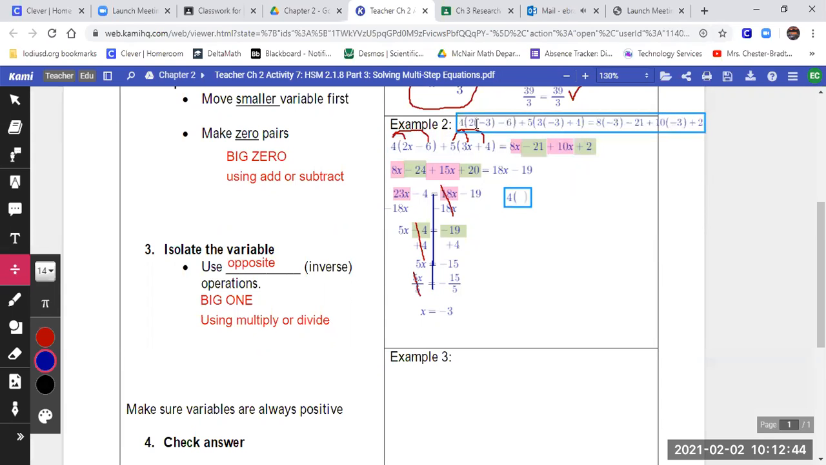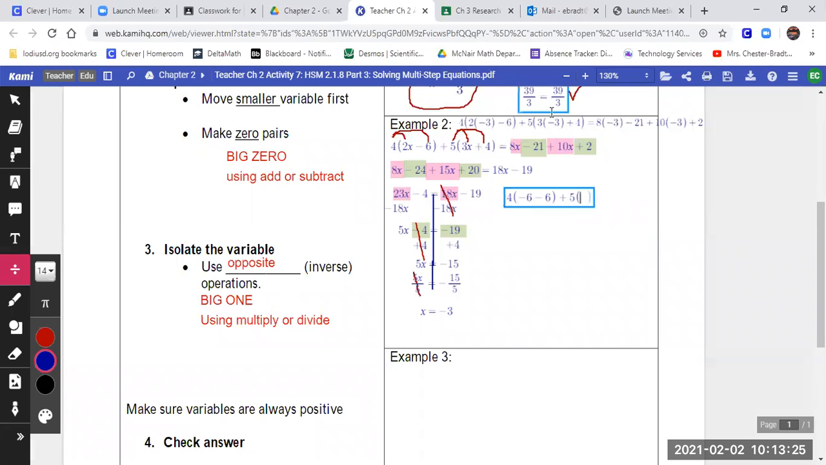It says 2 times negative 3. So what is 2 times negative 3 equal? Negative 6. And there was a subtract 6 in parentheses with it, and there was a plus 5 outside.